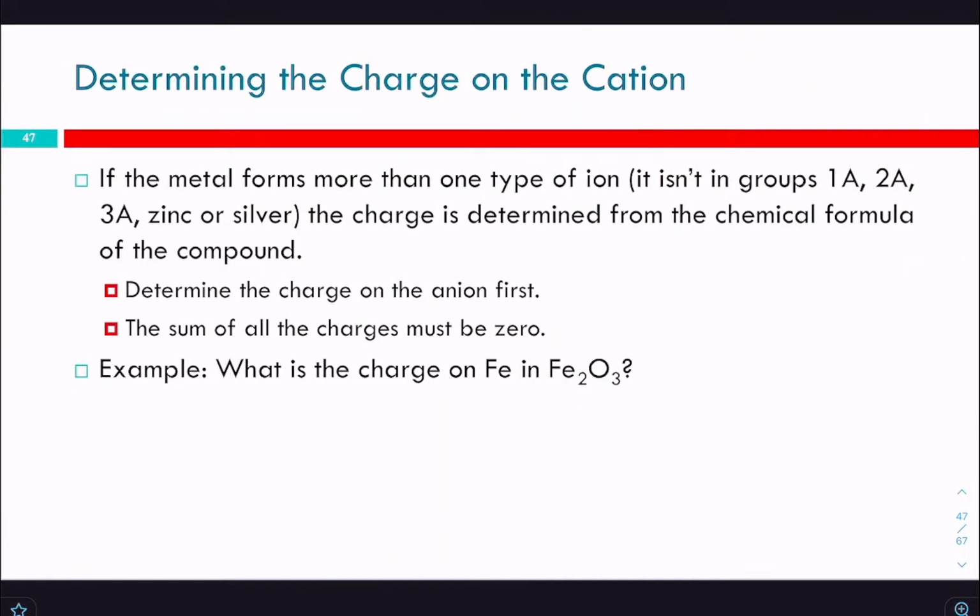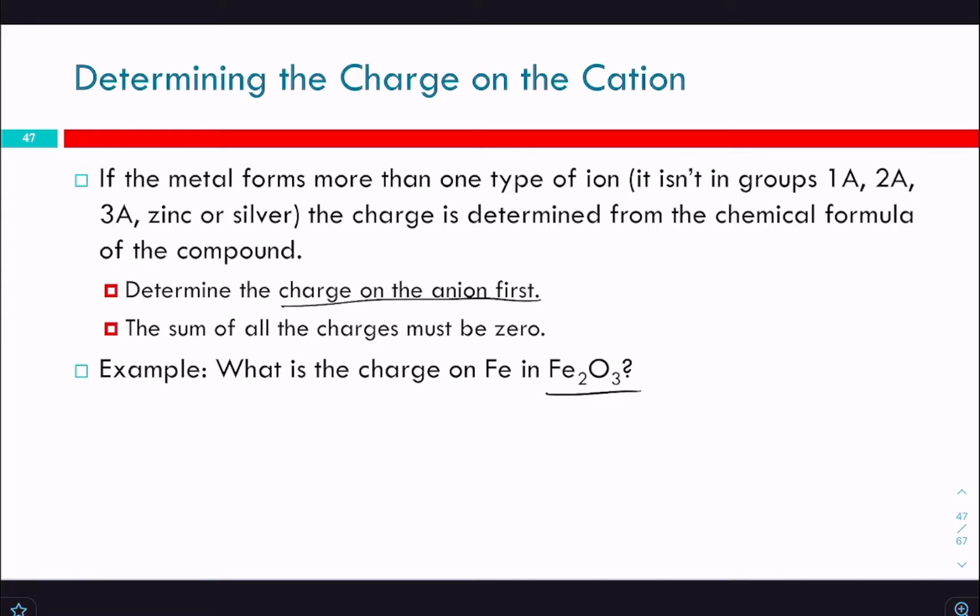Well, we'll go over this, but I think we'll recap it on Thursday too. So if the metal forms more than one type of ion, if it isn't one of the ones that we've talked about, you can determine the charge based on the chemical formula of the compound. And so what you do is you determine the charge on the anion first. We know that the sum of all the charges has to equal 0, so it has to be whatever charges will cancel out the charge of the anion.